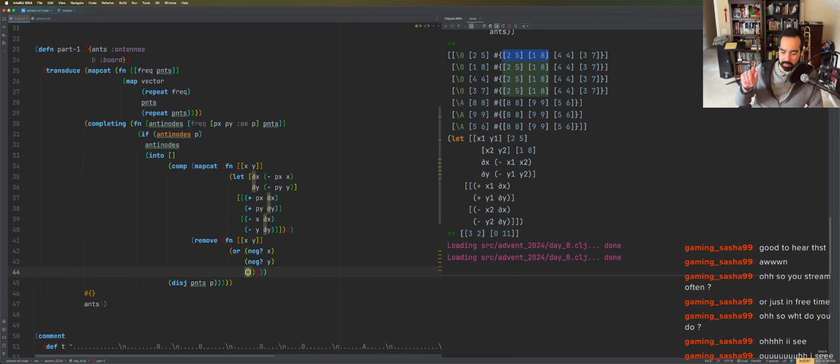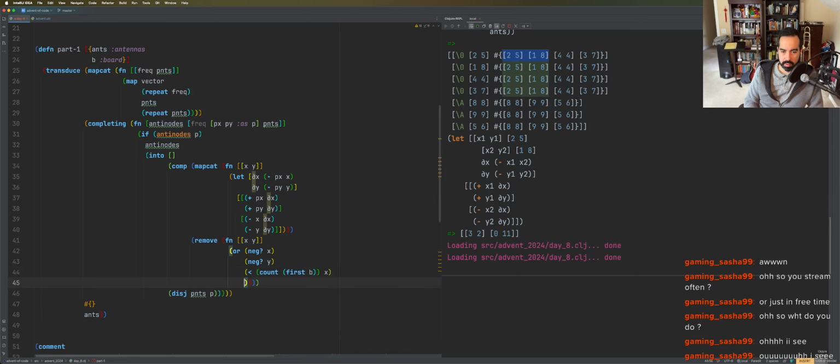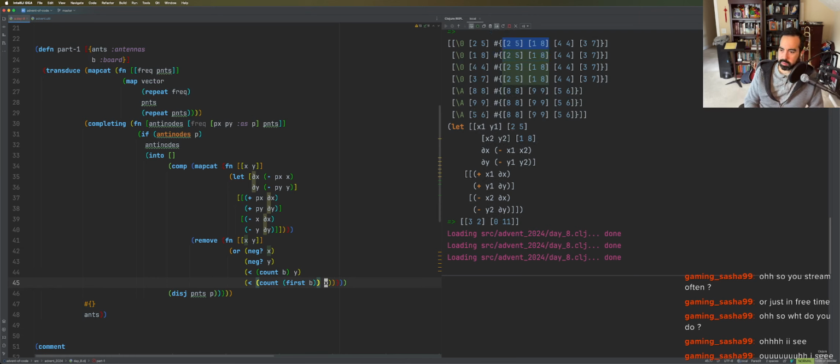So either those are negative, off the top and the left of the board, or, gotta get this right, count first of B. X is greater than the count of the first of B. Or, wait. And this needs to be Y, I think. Again, it's Y, X are the point systems that I'm working with.